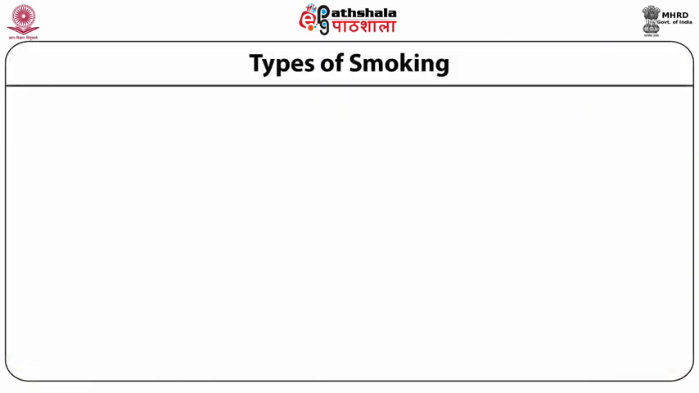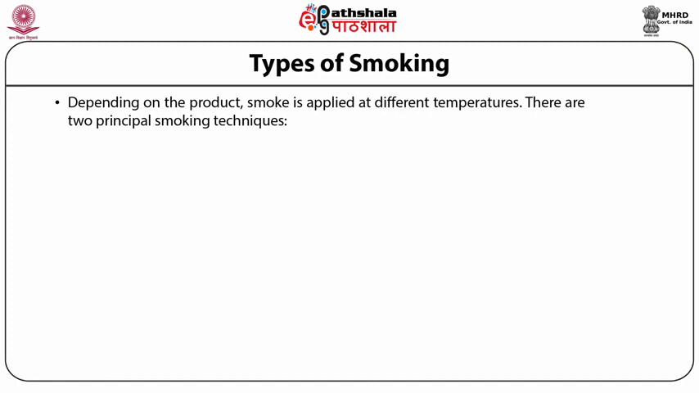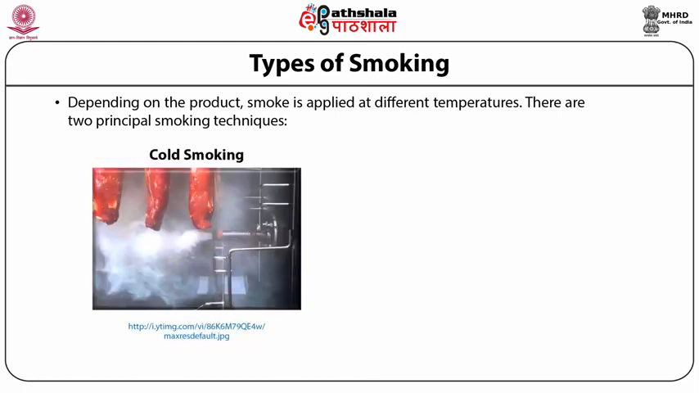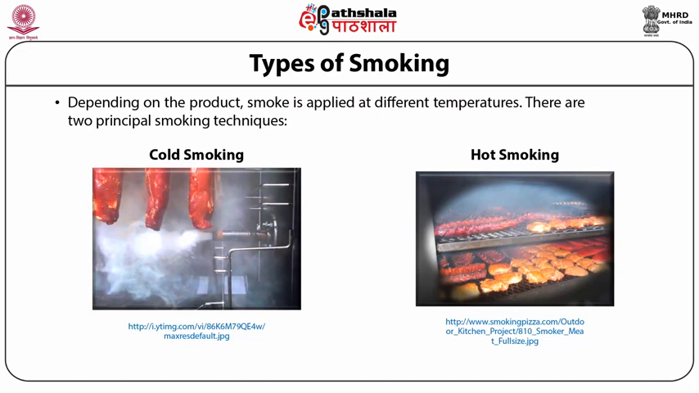Types of smoking. Depending on the product, smoke is applied at different temperatures. There are two principal smoking techniques which include cold smoking and hot smoking. The principle of both methods is that the smoke infiltrates the outside layers of the product in order to develop flavor, color, and a certain preservative effect.